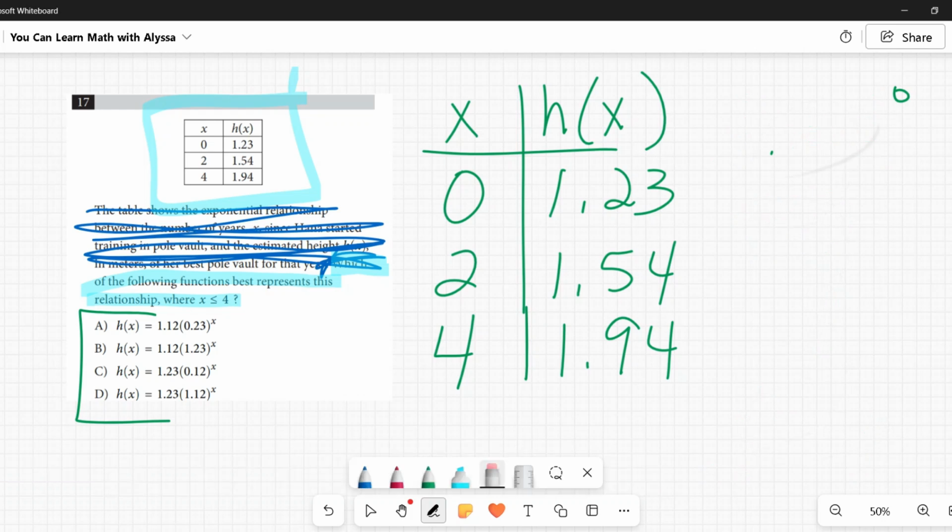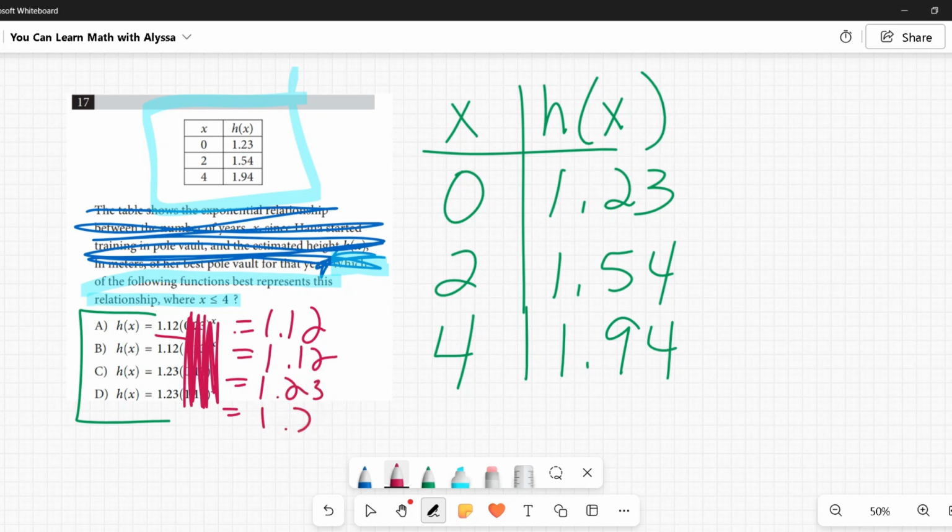So in every single case over here, when I put 0 in for x, it's going to get rid of this decimal that's inside the parentheses. Because the first one, it's going to be 0.23 to the power of x is 1, 1.23 to the power of x is 1, etc. So it basically gets rid of these. It's just going to be 1. So then it's 1.12 times 1, that's 1.12. This one, same thing, 1.12 times 1, 1.12. And then the last two are both going to be 1.23.